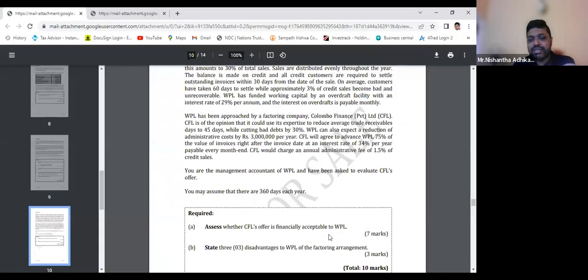Right, I'm a little bit faster because within 3 hours we have to complete, but I won't take 3 hours. I will quickly explain. State 3 disadvantages of the factoring arrangement. Remember, factoring arrangement has a higher cost than your bank overdraft. Number 2, customers might get upset because they don't have any relationship. Customers have to pay to another third party. They may be reluctant to pay. Other thing, your customer base may be taken by someone else, then it badly affects the company's operation.